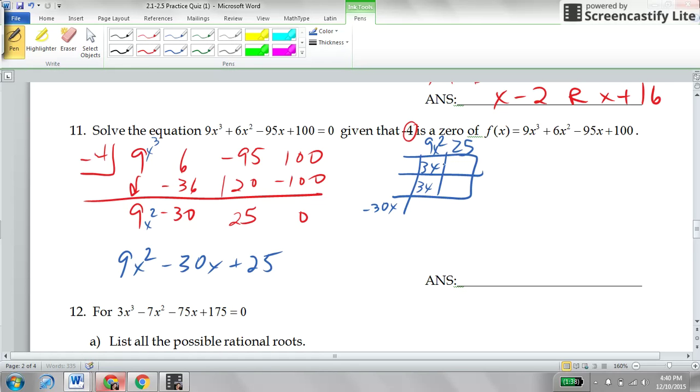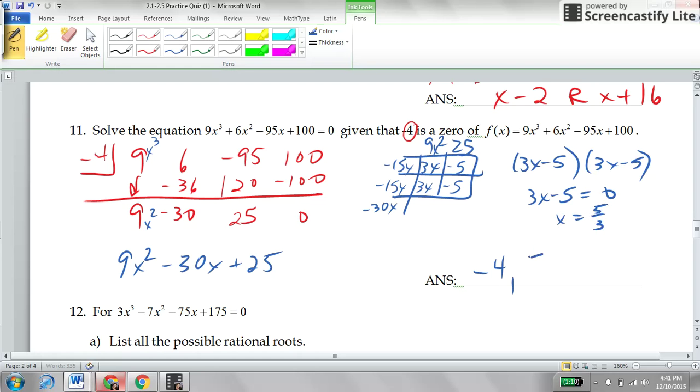3x, negative 5, and negative 5. So this is negative 15x, negative 15x. Remember, your factors are on your diagonal. So this is actually 3x minus 5 and 3x minus 5. So the zeros of this equation, well, the first one they gave us is negative 4. If you forget to put that on the line, don't worry about it. But if you set either of these equal to 0, 3x minus 5, because it has a multiplicity of 2, x is going to be a positive 5/3. So that is going to be the second 0, and that's on our line.